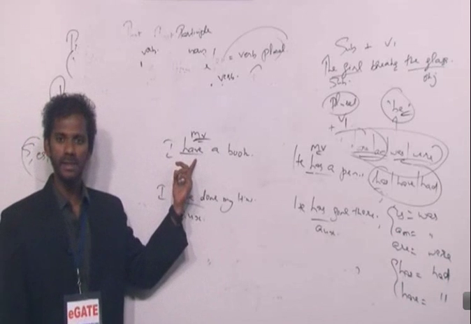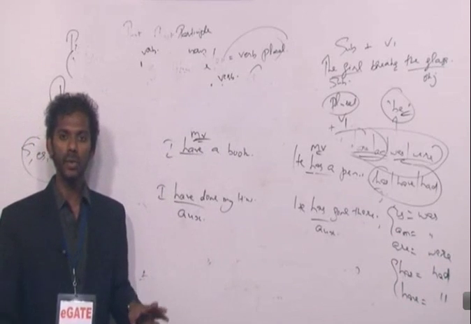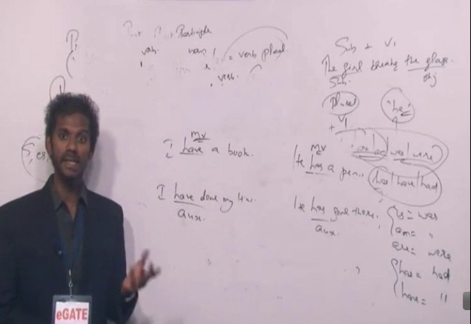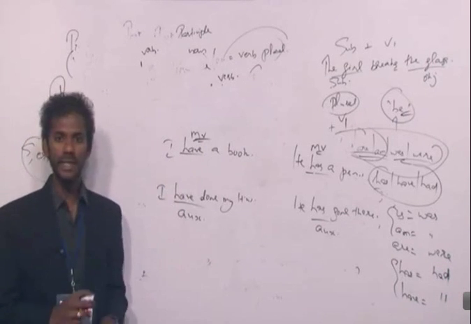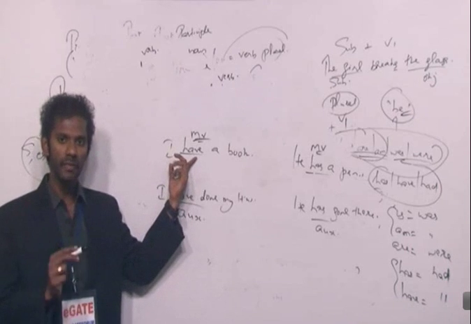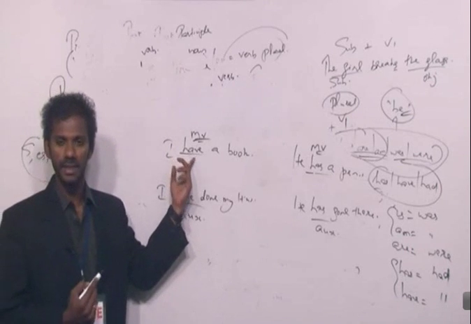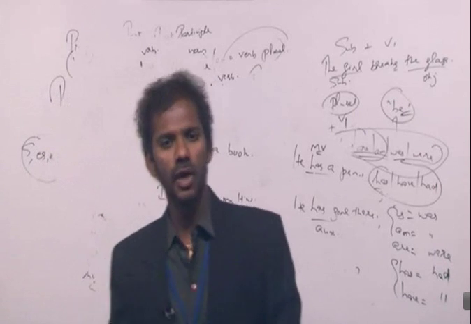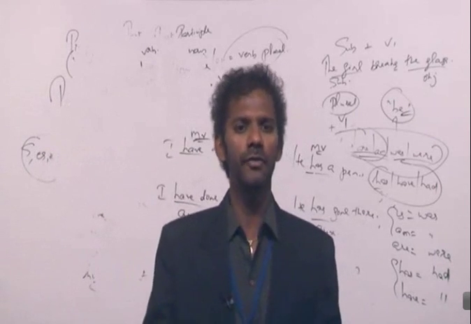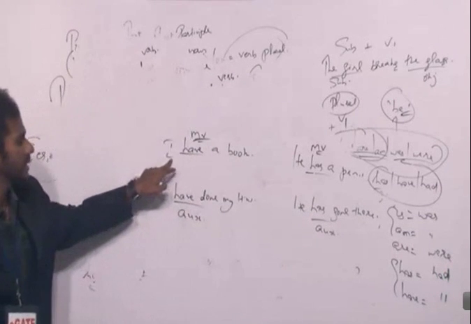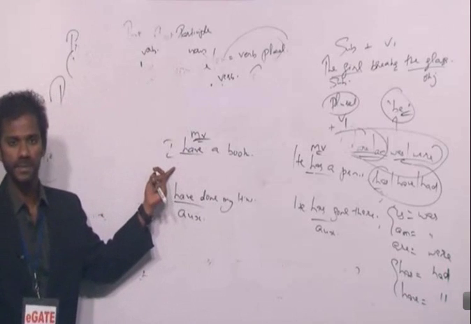Present tense or past tense? Have comes in which tense? Have comes only in the present tense. Clear? In past tense it is had. So this sentence is in the present tense. So it should be one of the categories of present tense. That means it should be either simple present or present perfect or present continuous or present perfect continuous. Right? Tell me, which category of present tense is this sentence in? I have a book.